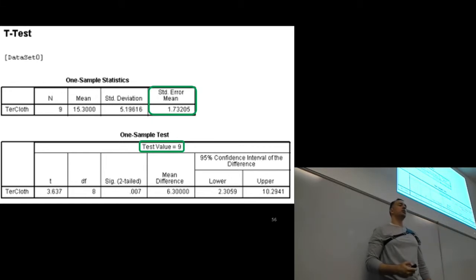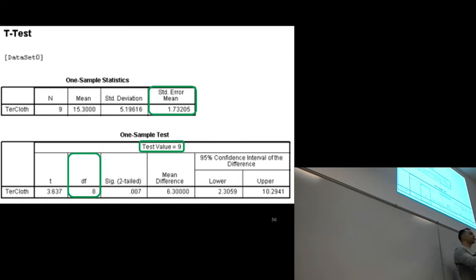The other thing we need is degrees of freedom. In the beginning, degrees of freedom is going to be rather straightforward to calculate. So we have 9 subjects. Degrees of freedom is going to be 9 minus 1, that's 8. But notice SPSS has calculated that out very nicely for us as well. So we have 8 degrees of freedom and a standard deviation of 1.73 for our comparison distribution.